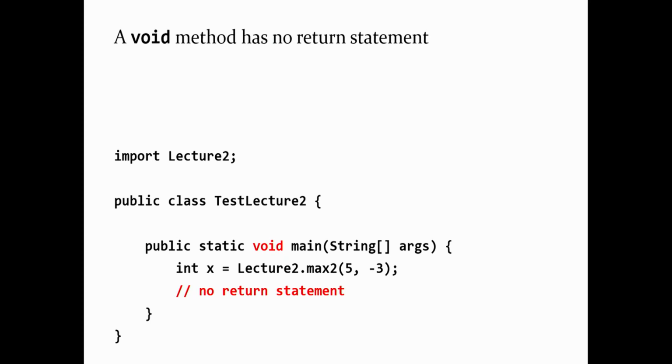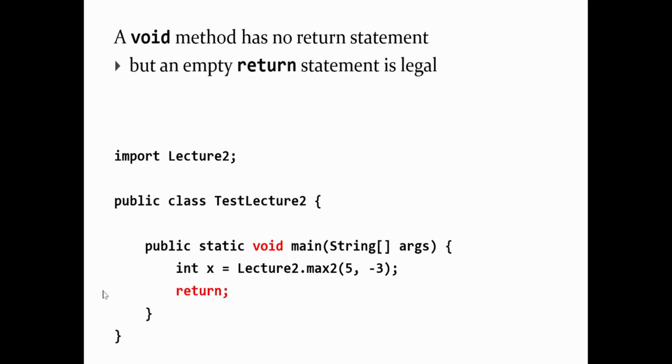A void method has no return statement. So if a method returns no value, then there's no return statement. So main has no return statement. If you want to, you can put in an empty return statement, but don't do this. No one does this. Well, I shouldn't say no one, but it's uncommon.